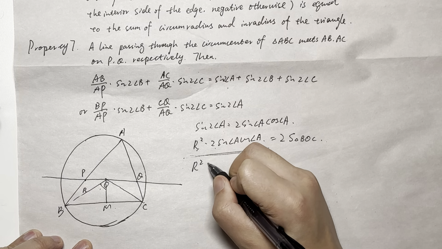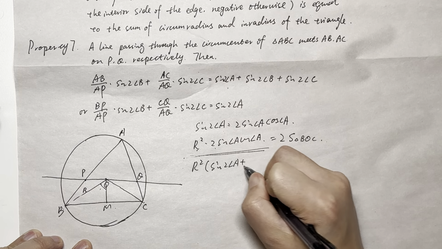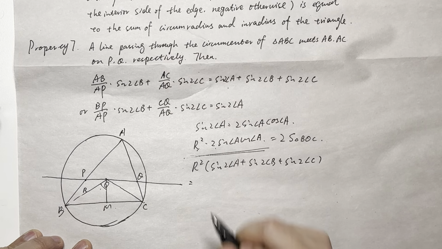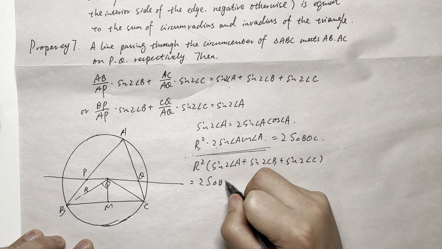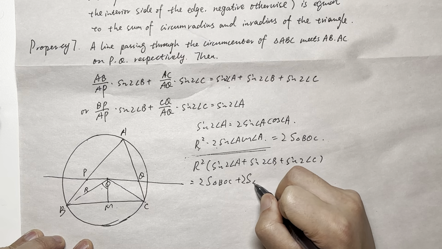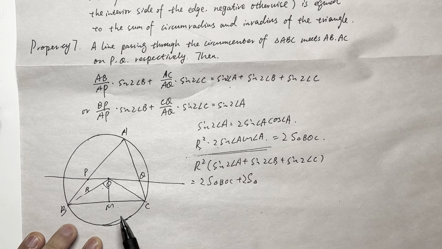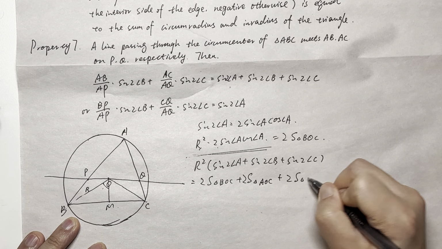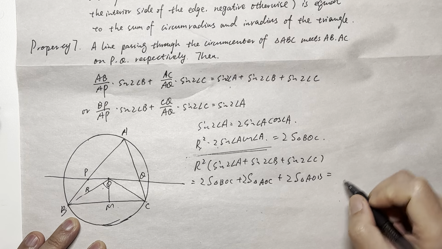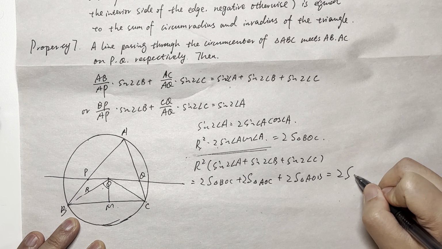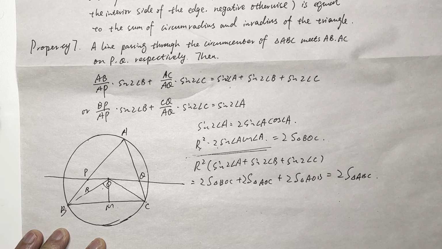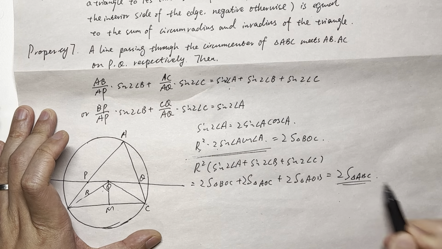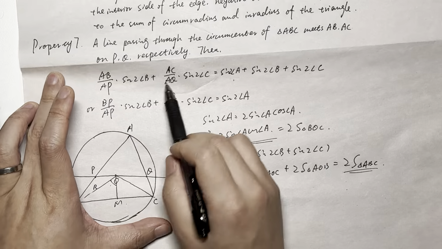We can get R squared times sine 2A plus sine 2B plus sine 2C, right? It equals twice the area of triangle BOC plus twice the area of triangle AOC, and twice the area of triangle AOB, which is twice the area of triangle ABC. So on the right side of the equation, we have twice the area of triangle ABC. So what about the left side?